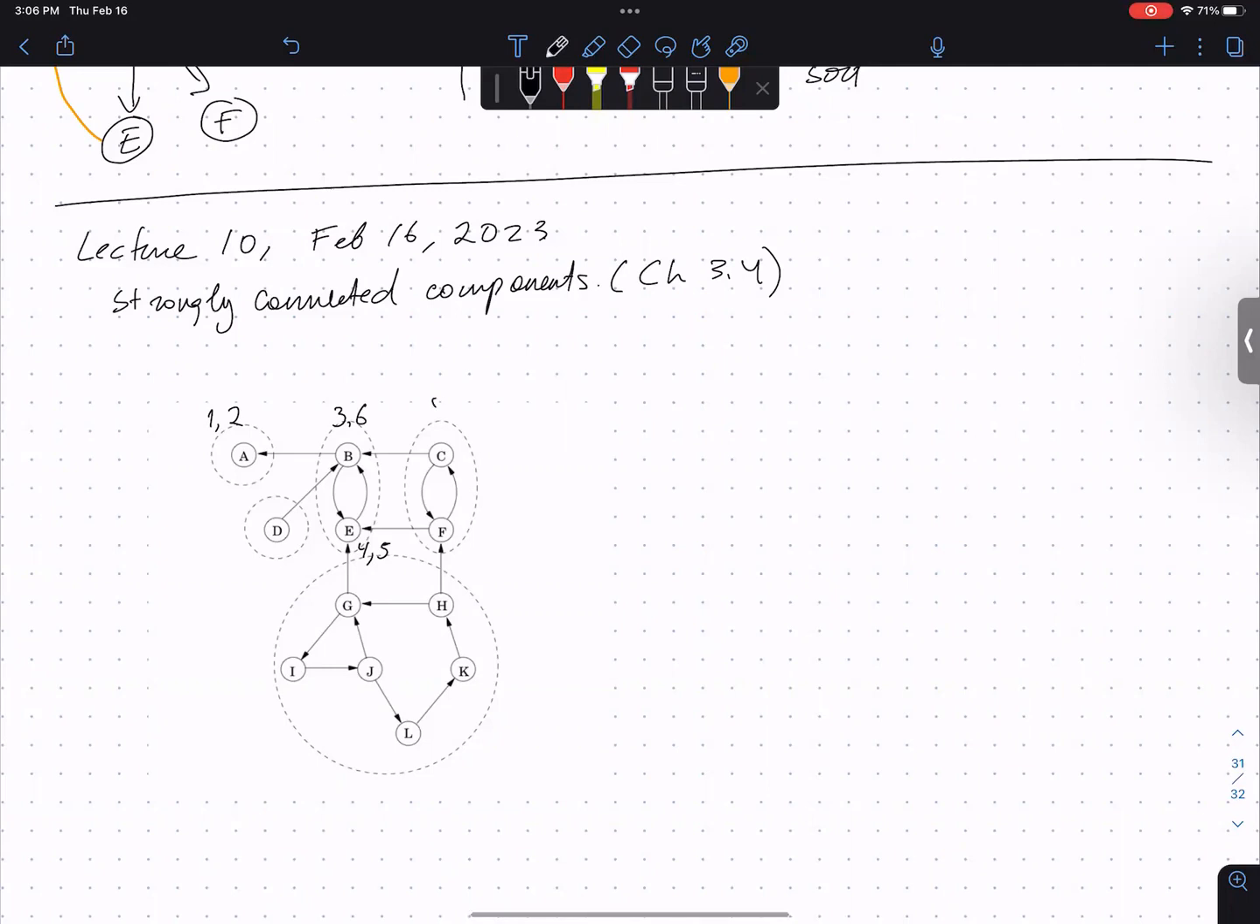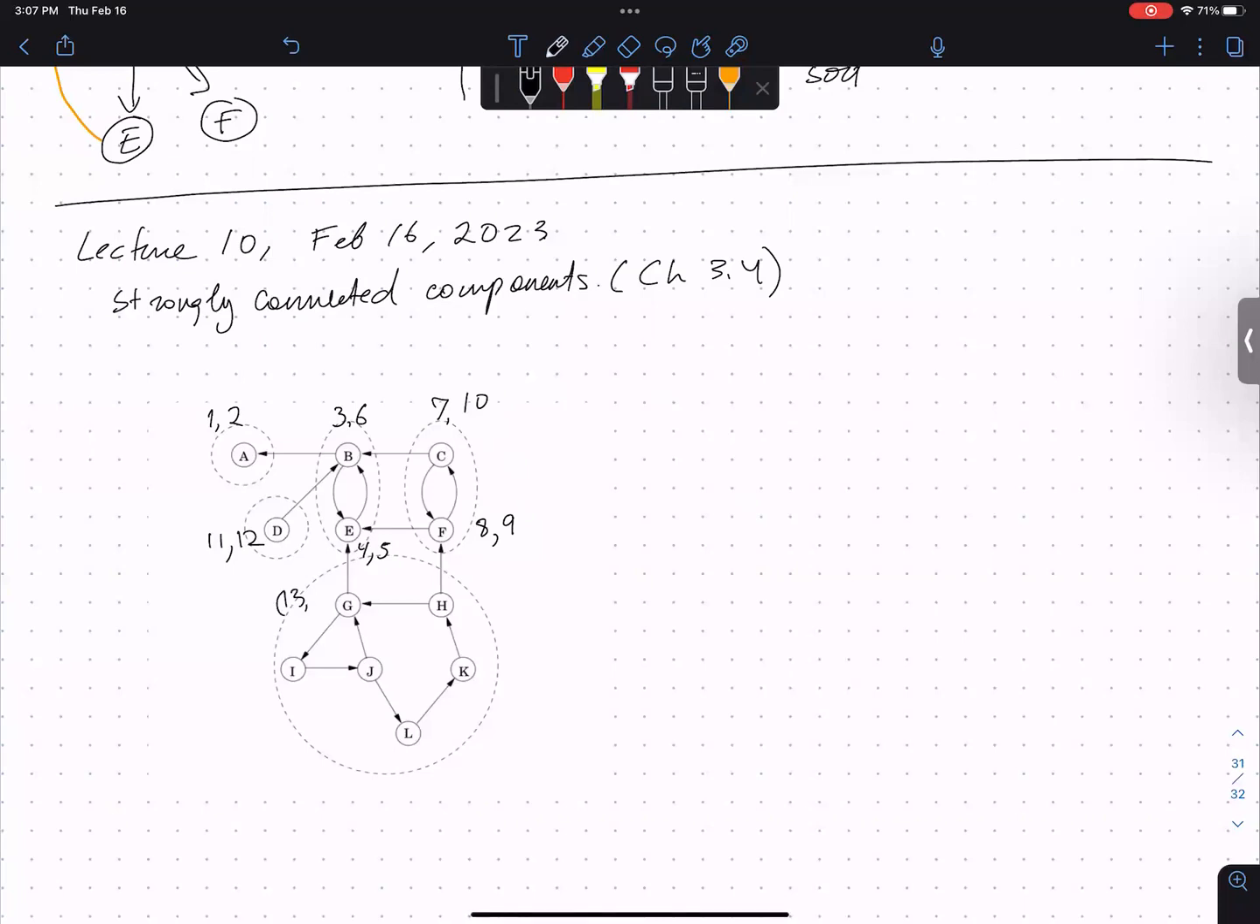Then we go to C. From C, we go to F. From F, there's an edge to E, but that's already been visited, so we wrap up in F. We go back to C and we wrap up in C. We go to D. At D, our only neighbor has already been visited, so we wrap up. Then we go to E. E has already been visited. F, visited. G. So we start G at 13.